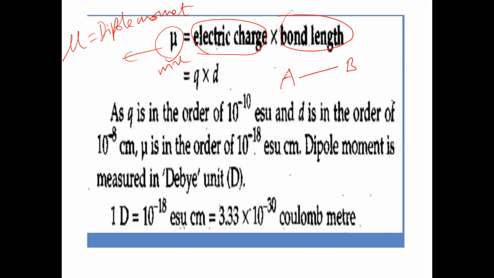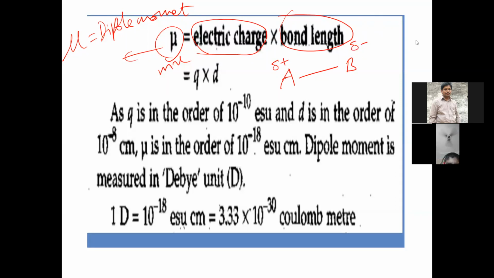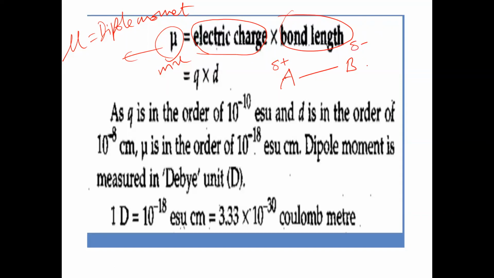In this AB molecule, delta positive charge on A atom, delta negative on B atom. So suppose it takes plus 1, minus 1. Now what is the charge of A? 1. What is the charge of B? 1. The magnitude of charge is 1 only, in both cases.